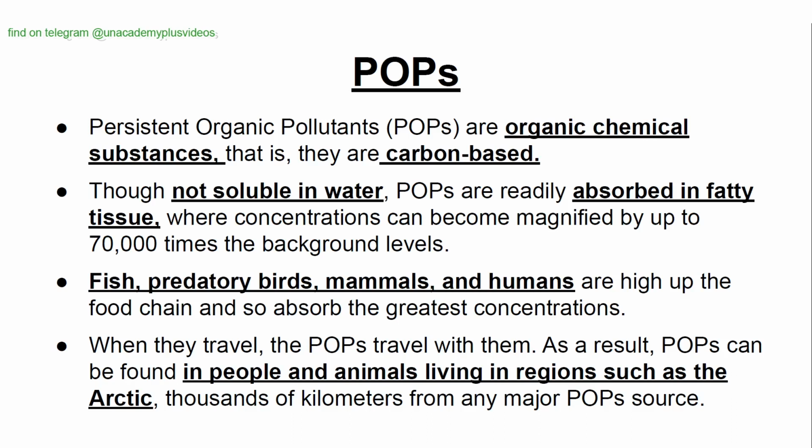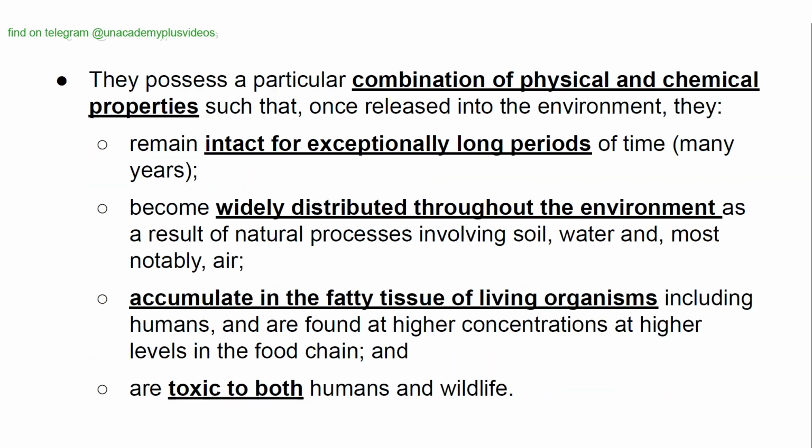POPs. Persistent organic pollutants or POPs are organic chemical substances, that is, they are carbon based. Though not soluble in water, POPs are readily absorbed in fatty tissue, where concentrations can become magnified by up to 70,000 times the background levels. Fish, predatory birds, mammals, and humans are high up the food chain and so absorb the greatest concentrations. When they travel, the POPs travel with them. As a result, POPs can be found in people and animals living in regions such as the Arctic, thousands of kilometers from any major POP source.